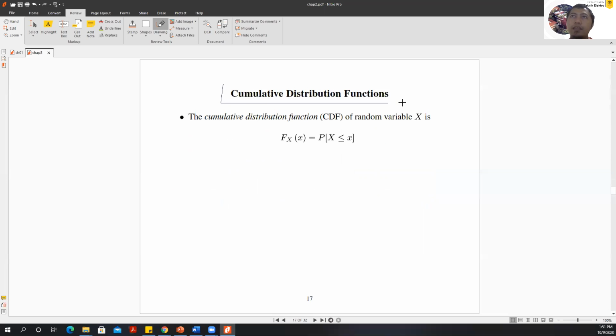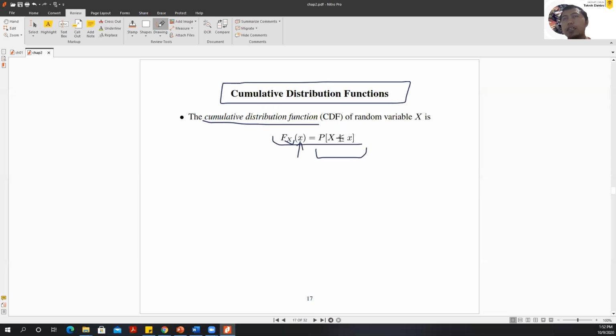Okay, we arrive at another characteristic, the cumulative distribution function. Mathematically we can express it like this, usually using a big F. Big F with the big X representing the random variable, and the small x representing the value of the random variable. It is equal to the probability that big X is less than or equal to small x.